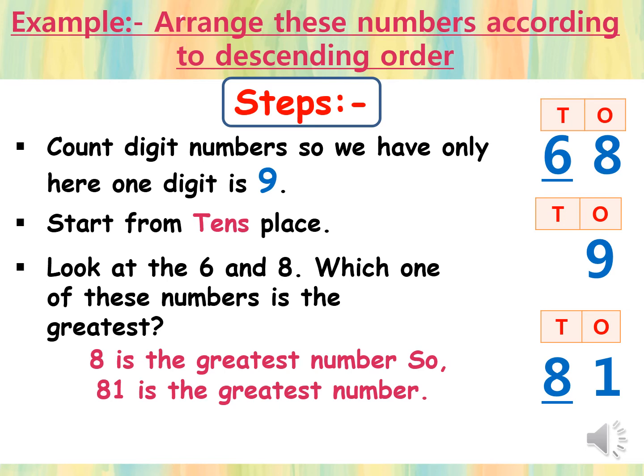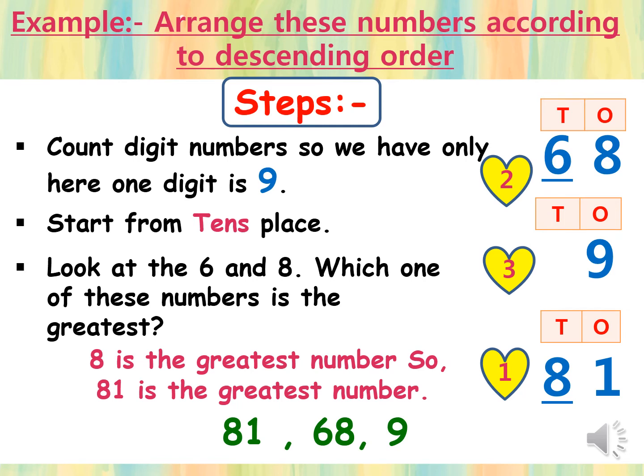Start from tens place. Look at tens place. We have here 6 and we have here 8. Which one of these numbers is the greatest? 6 or 8? Yes, 8 is the greatest number. So 81 is the greatest number. Okay. Then I have here two digit numbers and here one digit number. So which one is the greatest, two digits or one digit? Yes, two digits. Okay, so the last one will be 9. So my arrangement will be 81, 68, and then the last one will be 9.